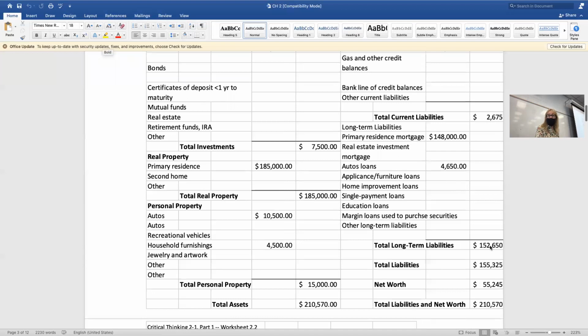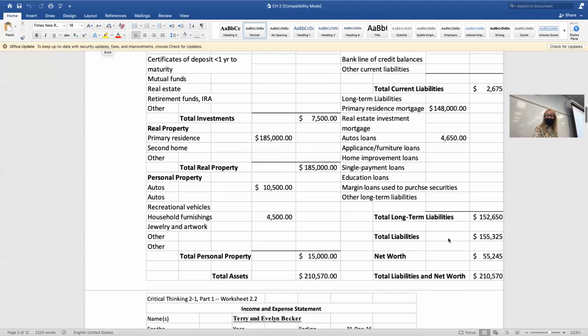So here's their long-term liabilities. Here's their total. So you add these two up, you get their total liabilities. And so then you subtract the total liabilities from the total assets, and then that's their net worth. And so they're worth $55,000.